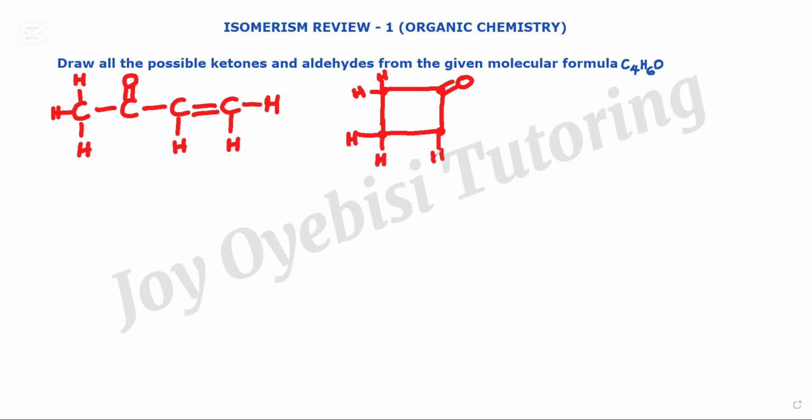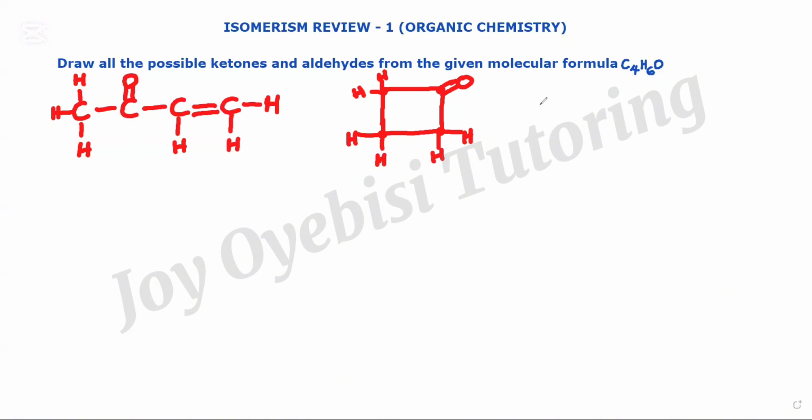Same as here. That makes it a total of 6 hydrogens and 1 oxygen. So 4 carbons, 6 hydrogens, 1 oxygen, and that's what we want, right? So that means that this can be another ketone.